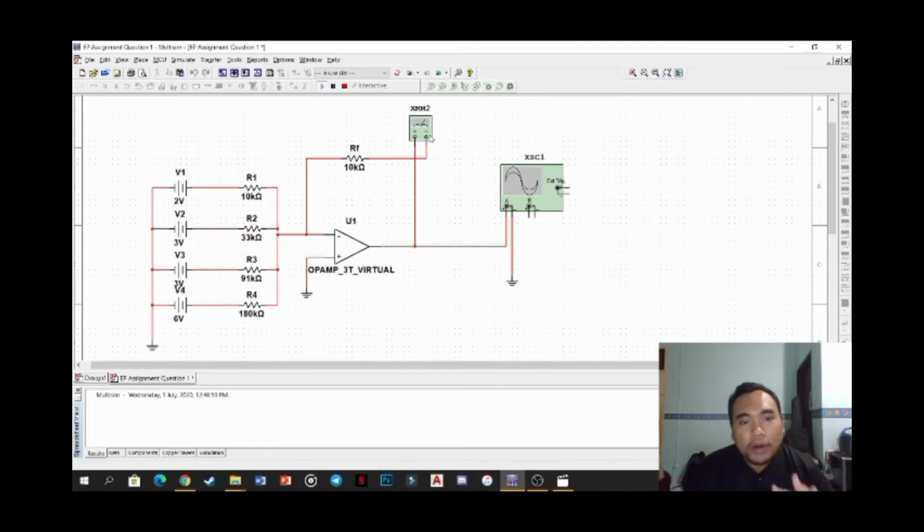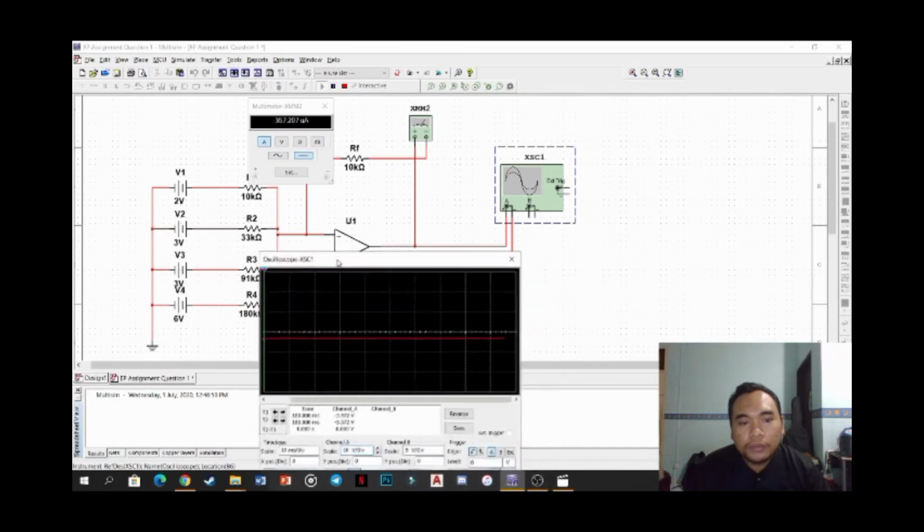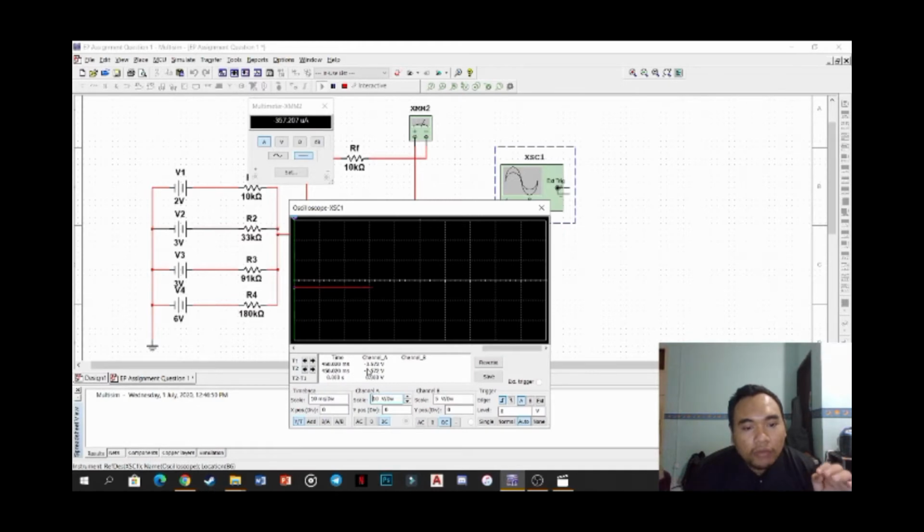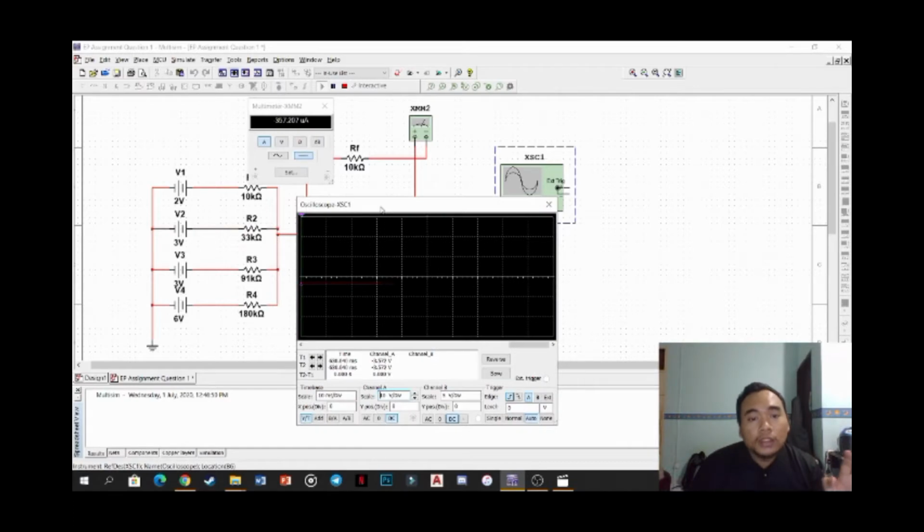Okay, I have run the simulation and we click on the multimeter and we put it here, and we click on the oscilloscope. For the multimeter, it shows that I get negative 357.207 microampere, and for the oscilloscope I get negative 3.572 volts. So this is all the simulation for question 1.